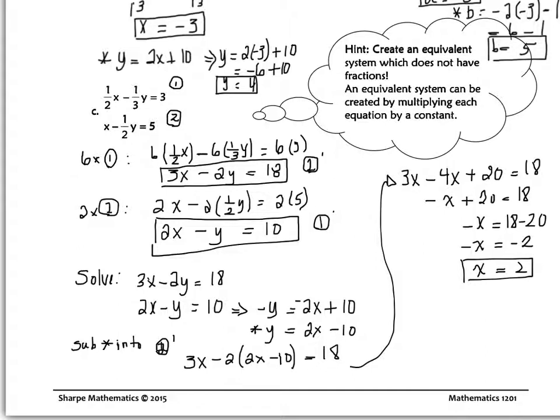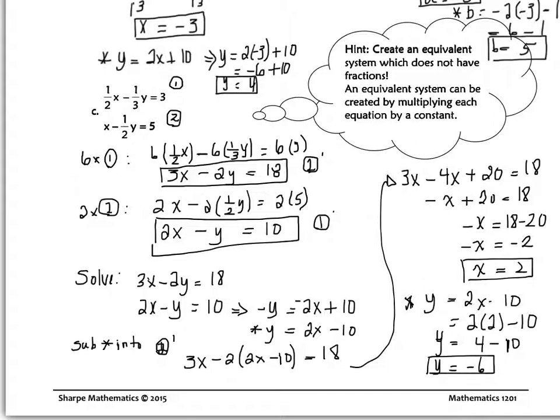And then if we take our star equation, y was equal to 2x minus 10, and we fill in our x value of 2, we get 4 minus 10, which means y is negative 6.